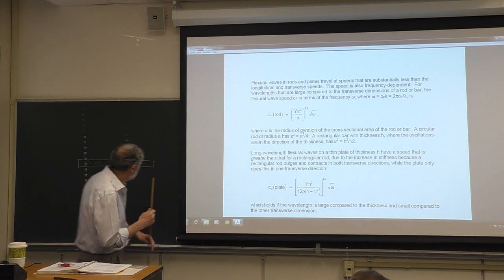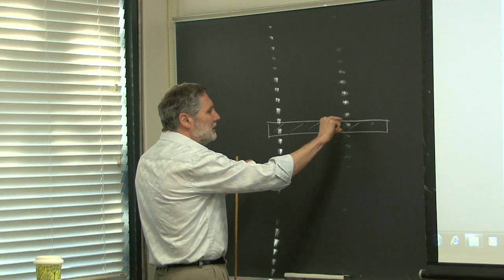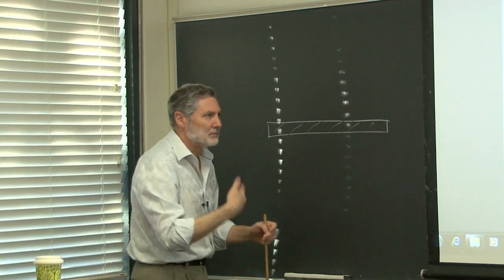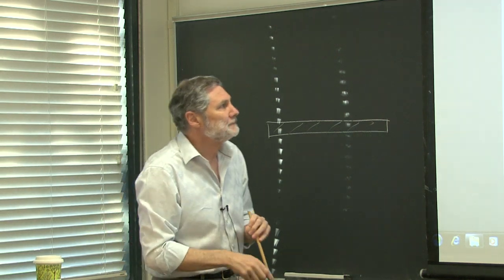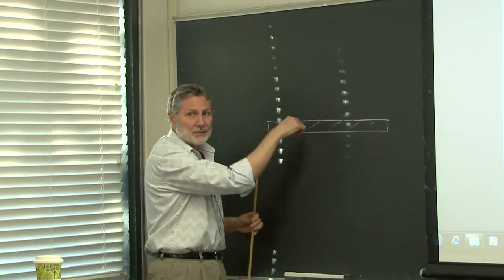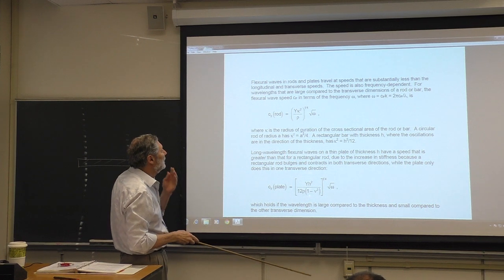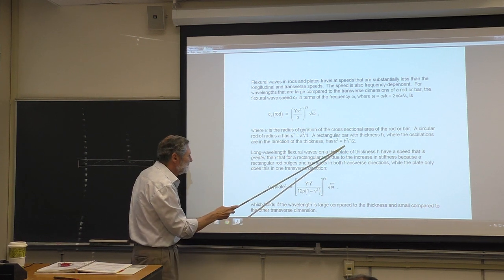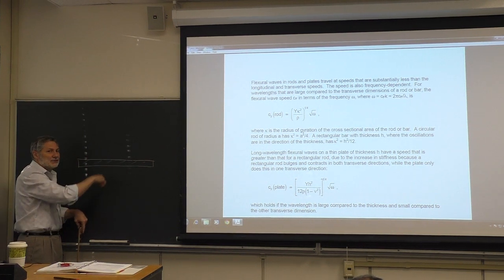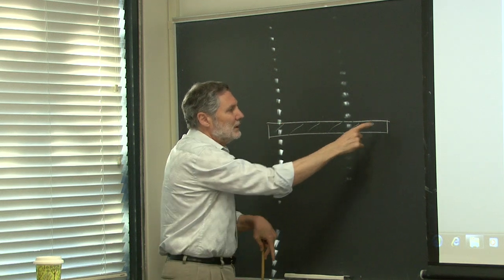And then there's a rectangular rod like this. Now this we drew with this dimension small compared to this dimension. But in general, you can have flexural waves along here, right? No matter what the aspect ratio is. And there the radius of gyration is equal to this, where H you choose to be the dimension in the direction of the flexural oscillations. So if the wave is going like this, I'm going to choose this as H.